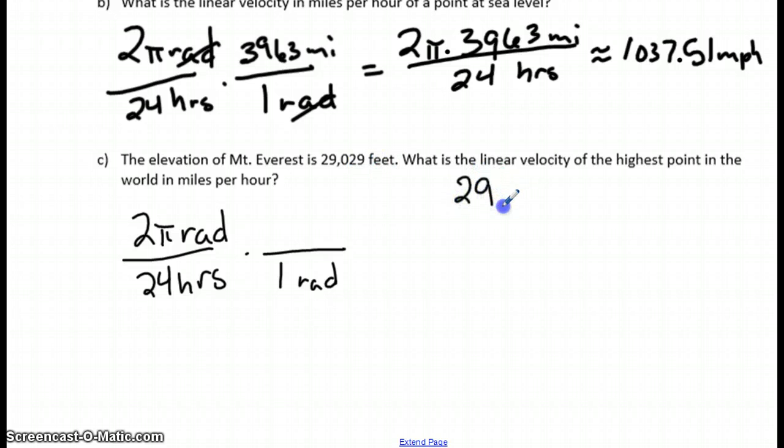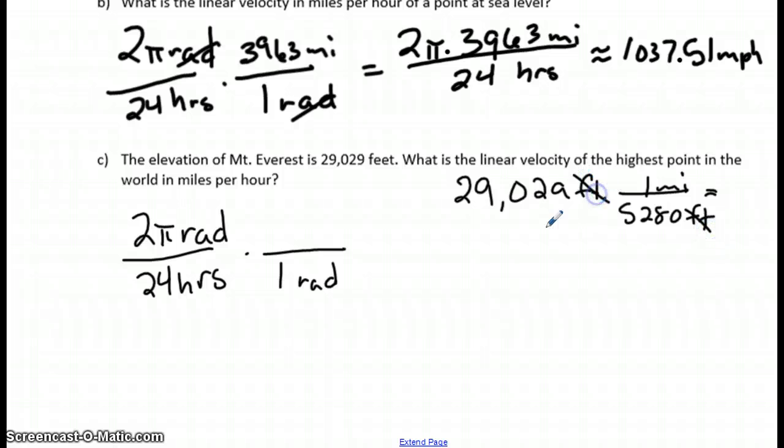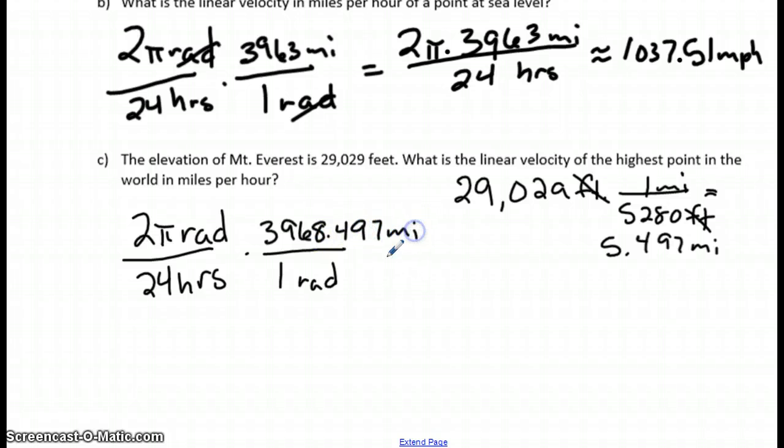So 29,029 feet times there are 5,280 feet in 1 mile. That's approximately 5.497 miles. So now the radius from the center of the Earth to the top of Mount Everest is about 3,968.497. And that's in miles again.